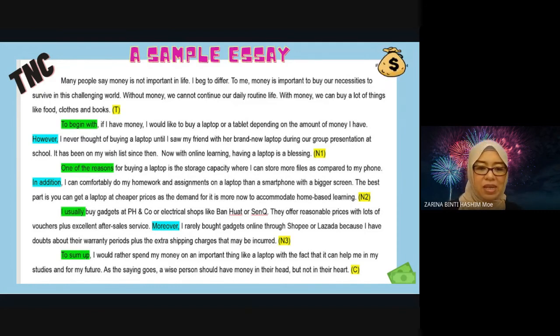Ni ada sebab lagi. Sebab apa? Sebab yang ketiga ni. Okay, tadi dah bagi sebab yang pertama, dia kata boleh store banyak file. Yang kedua, boleh buat kerja dengan selesa. Yang ketiga, the best part is you can get a laptop at cheaper prices as the demand for it is more now. Sekarang ni pun laptop dah murah sebab banyak orang guna kan.